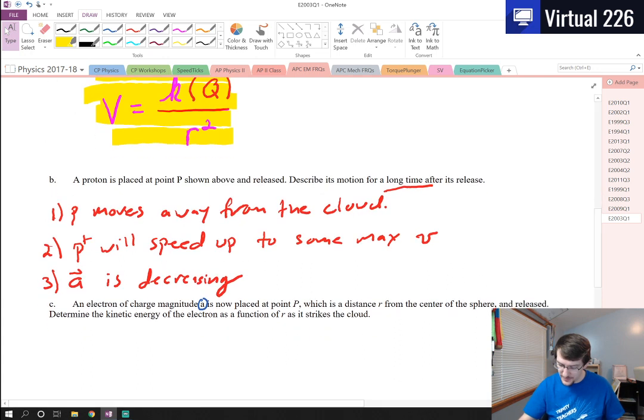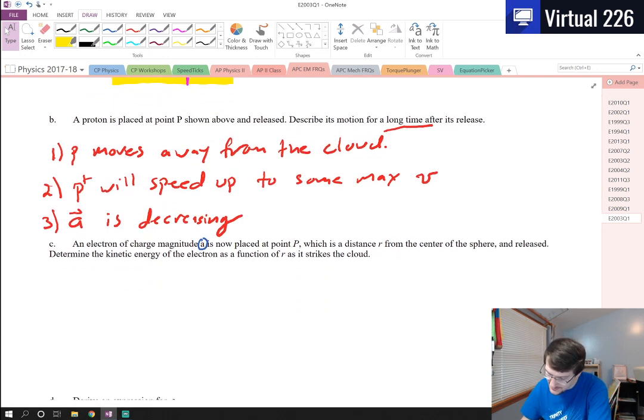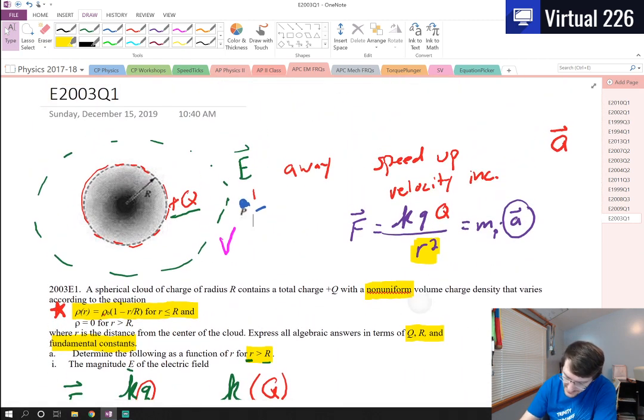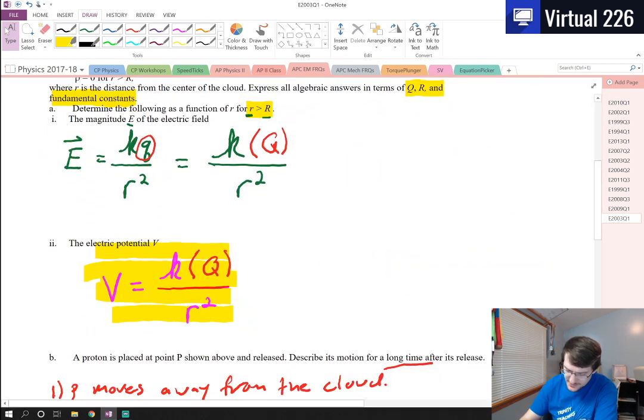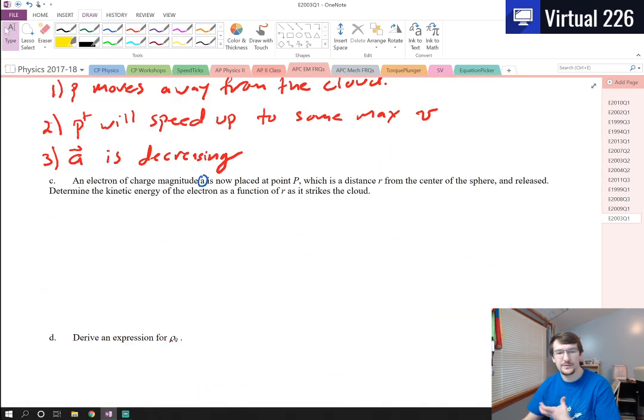So we place an electron at point P, and it's a distance r from the center of the sphere, and it's released. We need to determine the kinetic energy of the electron as a function of r as it strikes the cloud. So as this electron is falling inwards, what is its kinetic energy at that point right here? So this is just a conservation of energy thing that we have to deal with. What we basically need to be thinking about here is that our initial energies, whether they be kinetic and potential, have to equal our final kinetic and potential energies as well.